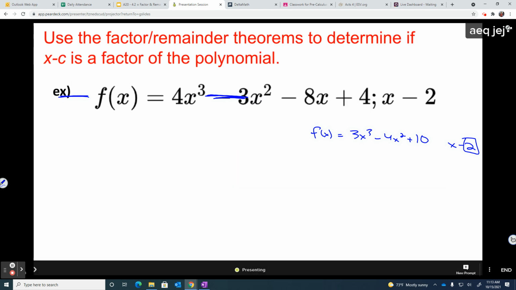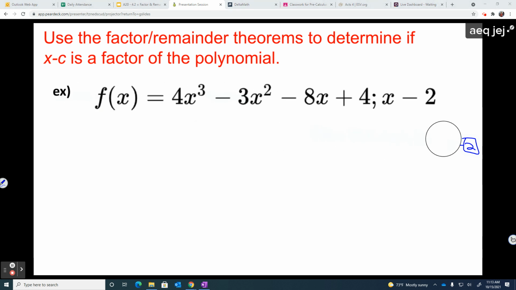Alright, let's go ahead and try our first example. I wouldn't write out the directions, they're long. Alright, so we've got our function. And what we're going to try to do is determine if x minus 2 is a factor of that function, which would also tell us if 2 is a 0 of the function or not. There's different ways you can do this, but I want you to do synthetic division. You need to know how to do that.